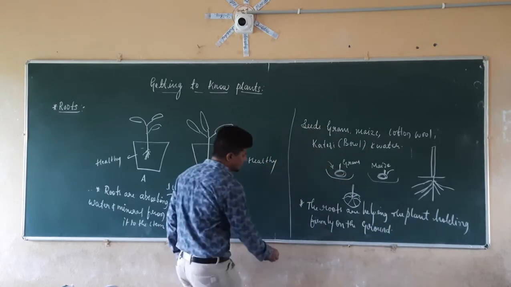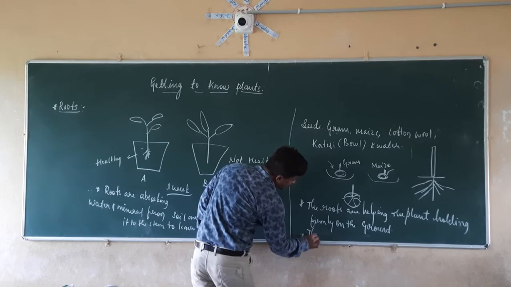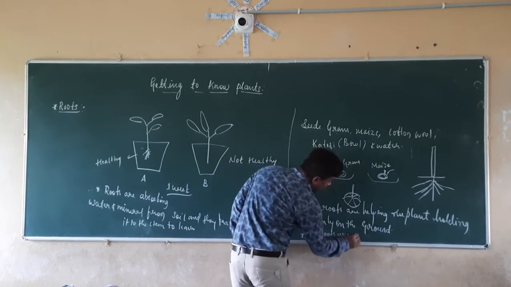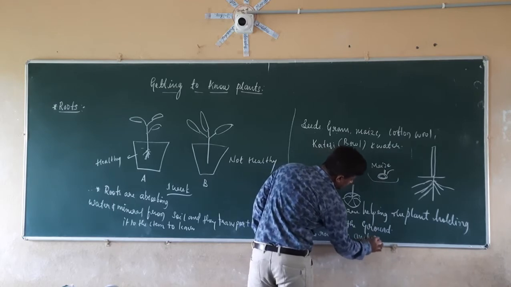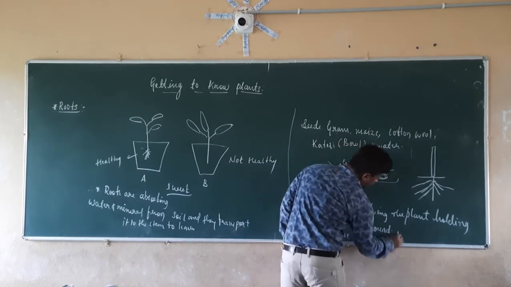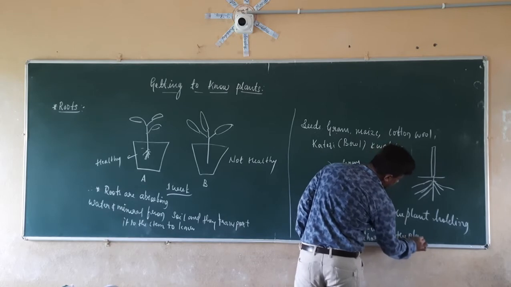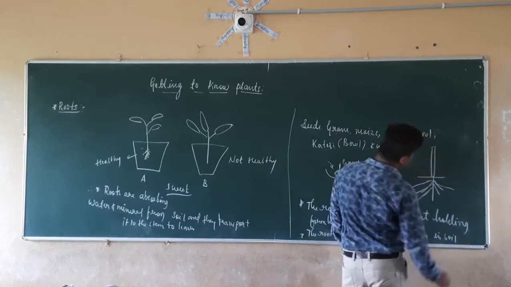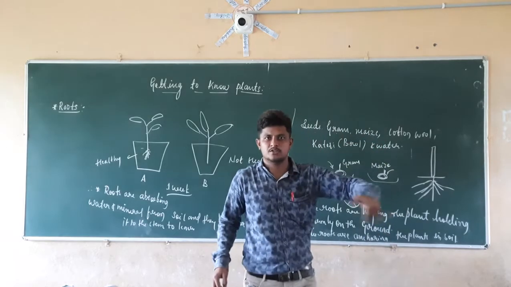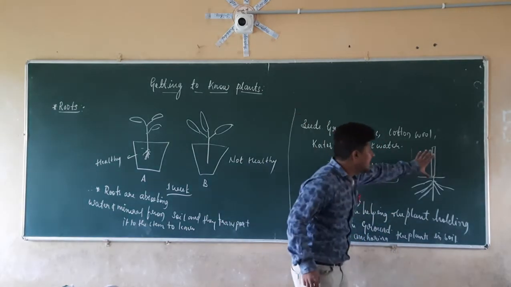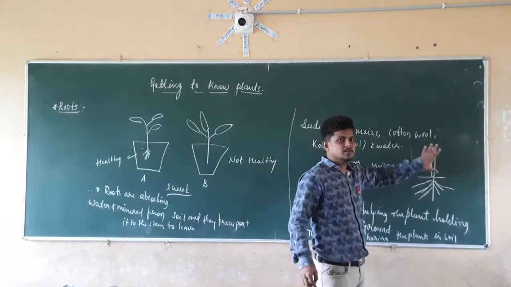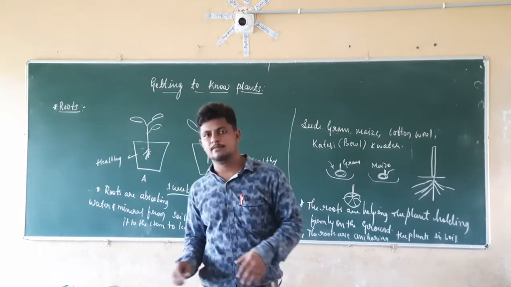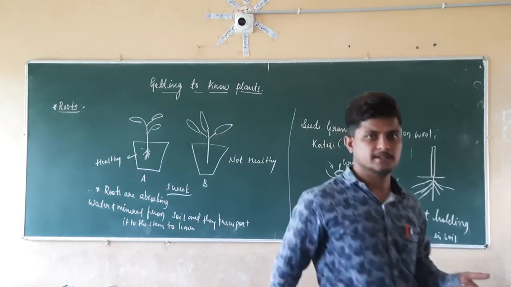In other words, the roots are anchoring the plant. The roots are anchoring the plants in soil. They are anchoring the plant inside the soil in such a way that the tree is standing firmly on the ground. So this is the second major function of the roots of the plant.